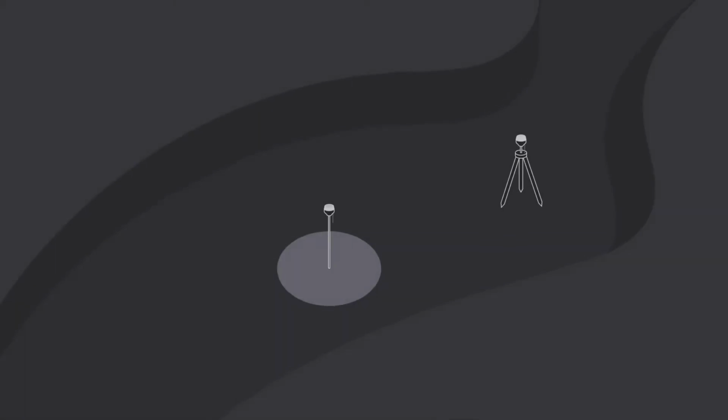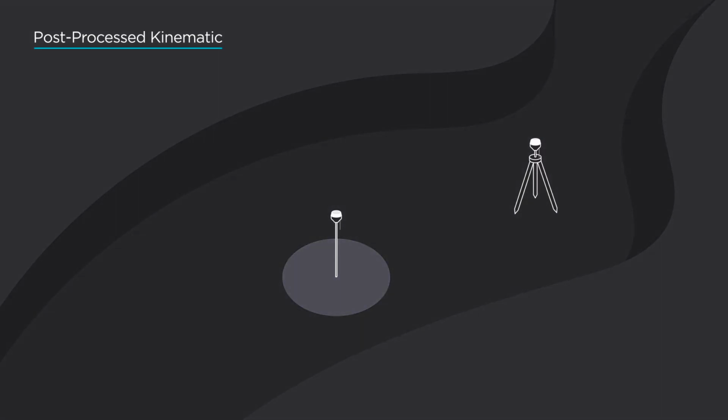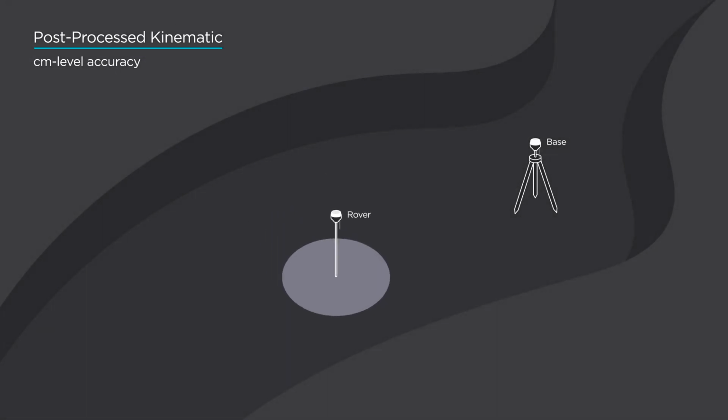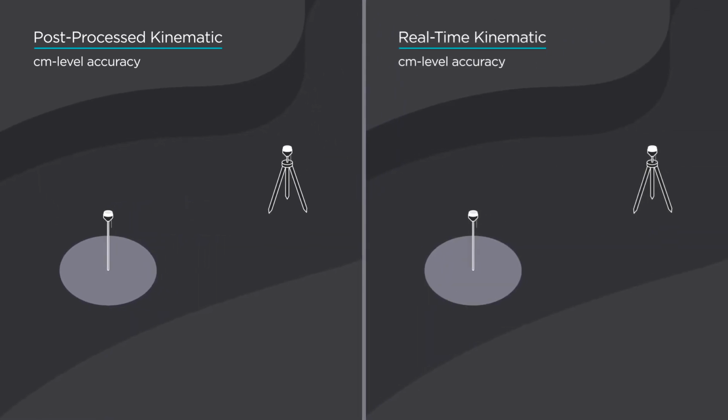In this video, we will take a closer look at what post-processed kinematic is. As real-time kinematic, post-processed kinematic uses observations from two GNSS receivers to achieve centimeter-level accuracy. One unit is static. This receiver is called the base station. Another one is rover, and it can move freely. The main difference between PPK and RTK is when the positional correcting takes place.